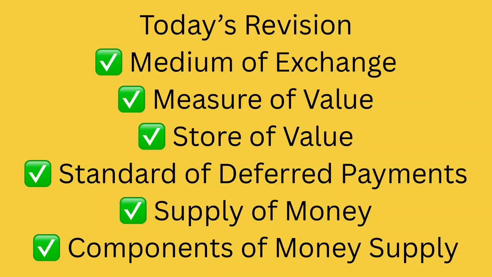Then we began the topic of money supply. Remember, money supply is not just cash. It includes currency with the public and deposits that people can use for making payments. If you understand these ideas clearly, the upcoming topics like measures of money supply, M1, M2, M3, M4, and high-powered money will become much easier.